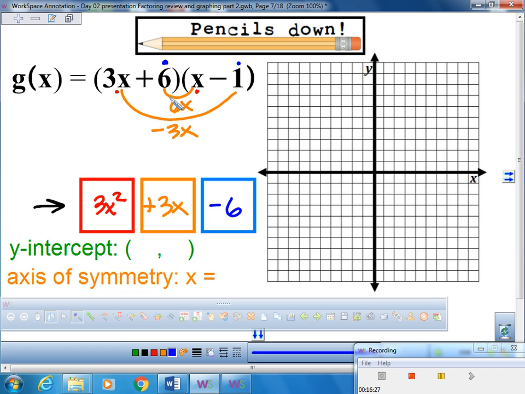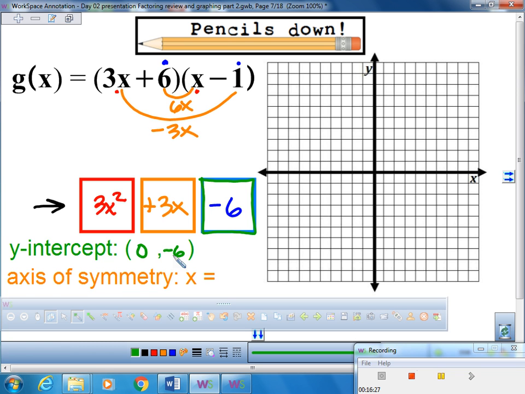Now this part, the negative 6, Bryce, what does this negative 6 tell me? You don't know? We've been talking about it. It's the y-intercept. This is y, Bryce. Let me tell you exactly why it's the y-intercept.